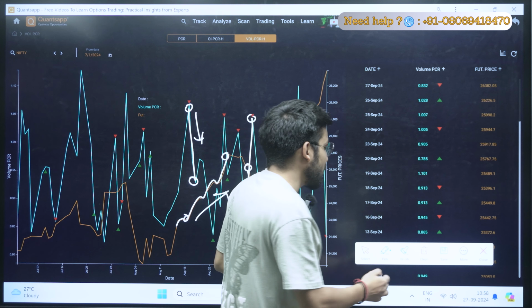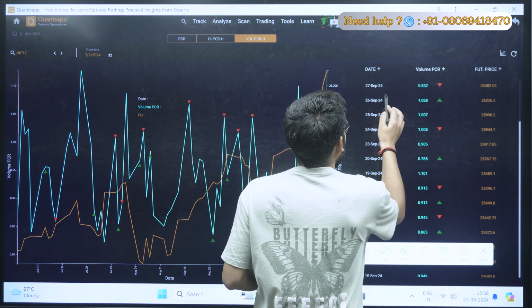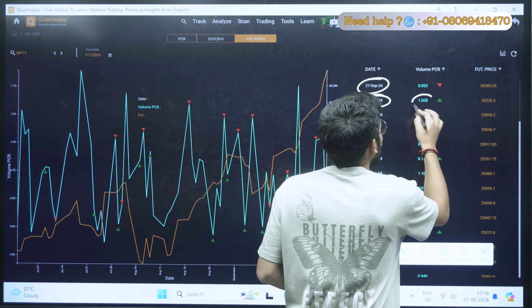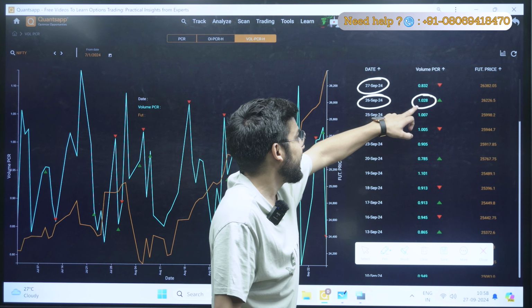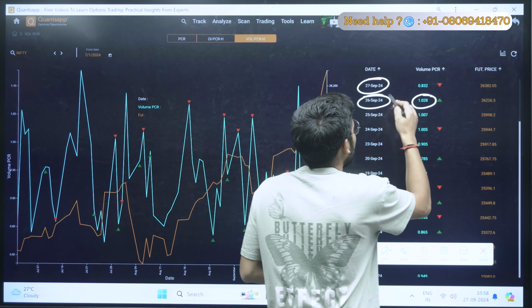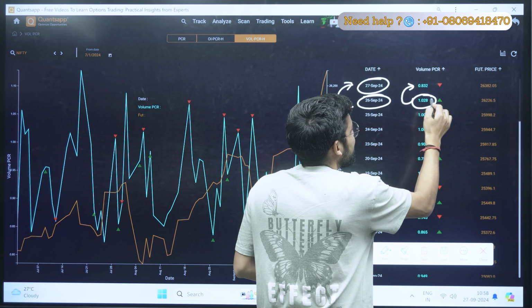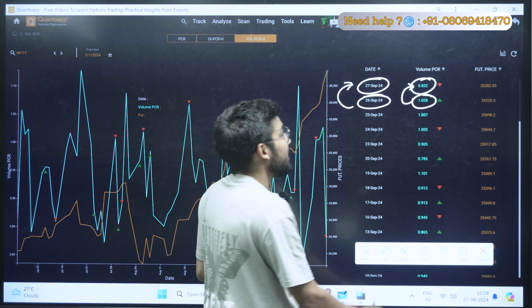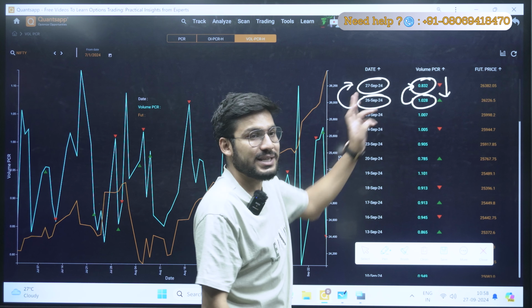ओके, अब मैं इसको देखूंगा कि how I can use it in the market. So if I analyze it here from 26 September to 27, my volume PCR was 1.028. 1.028, it means it is greater than 1. Right? Now from 26 to 27 September, it went from 1.028 to 0.832. It means the volume PCR has decreased from 26 to 27.